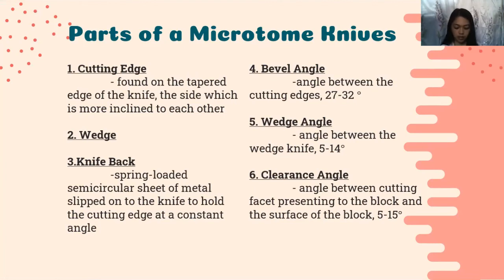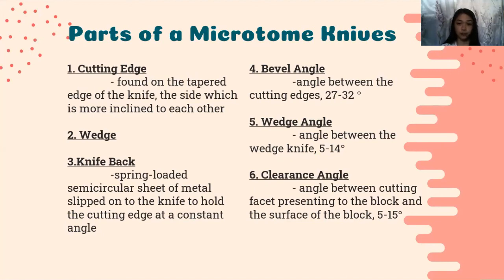A good cutting edge should be made of good quality steel. Too soft cutting edges are likely to become dull easily, while too hard edges are likely to produce nicks, jagged edges and irregularities on the knife edge, thereby producing tears and striations during cutting. So a good cutting edge must be able to cut good sections from a paraffin wax block without any serration noted on examination. Next is the wedge.